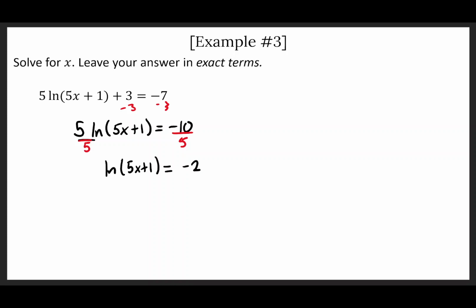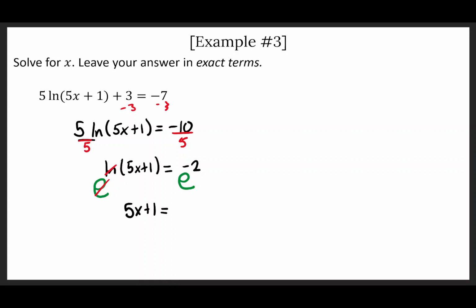Okay, in order to get rid of this log, I need to use whatever its base is as the base of both sides of the equation. This is natural log, so that means I'm going to use a base e on both sides. So I'm going to exponentiate with an e. Remember that e is just like pi, it's some random decimal number. All right, e and ln cancel each other out. They are built that way. 5x plus 1 is left over.